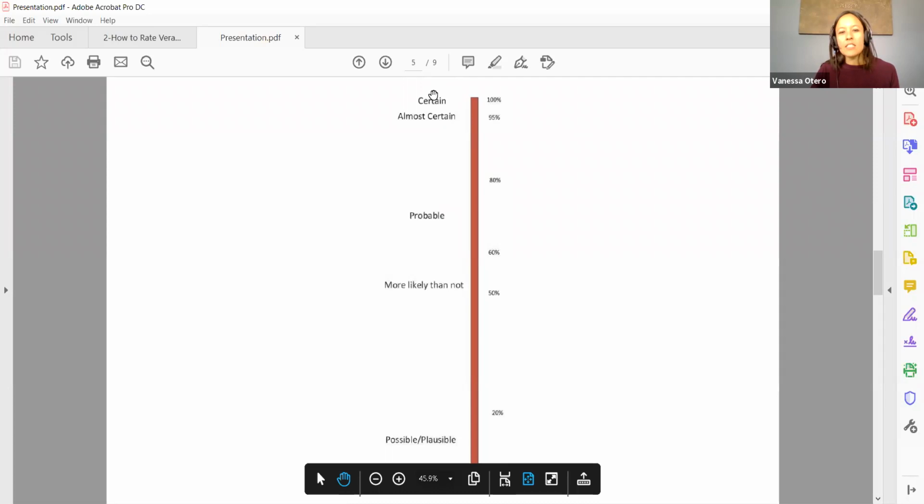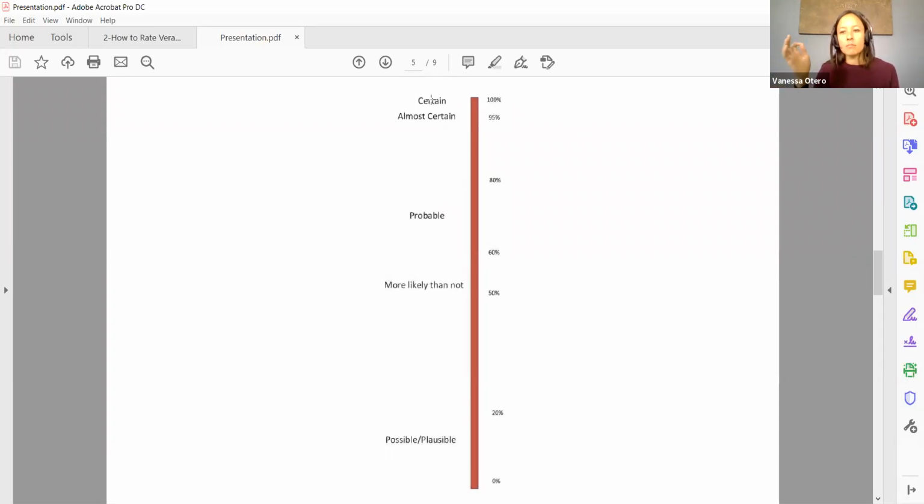So at the top you've got certain. Again, very few things are certain, but things that we tend to have near 100% probability are things that we see with our own eyes that are verified. Things that are almost certain, like the scientific principles and things that you just accept, like the boiling temperature of water, almost certain, 95 to 100%.